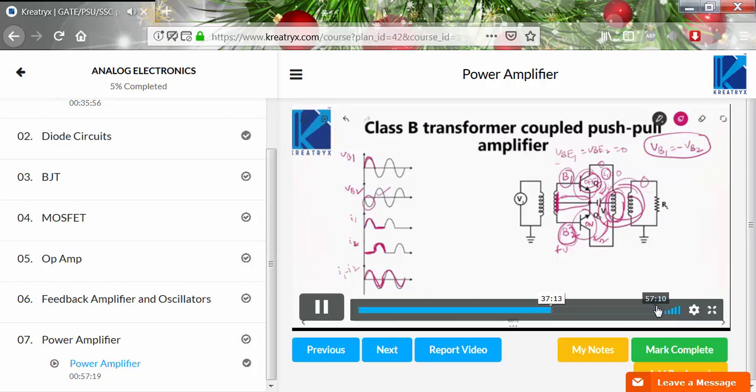What you observed is that for one half cycle of input, that means when VB1 is positive, one transistor will push the current into RL, and in the other half cycle the other will pull the current. Similarly, if the second transistor is on, it will push the current and the other will pull the current. That means clearly this amplifier will act as a push pull amplifier. That's why it is named the class B transformer coupled push pull amplifier.